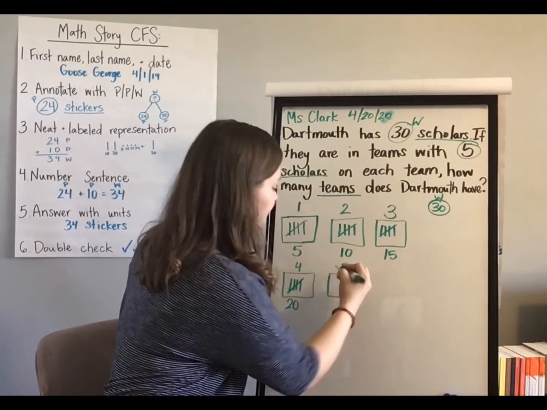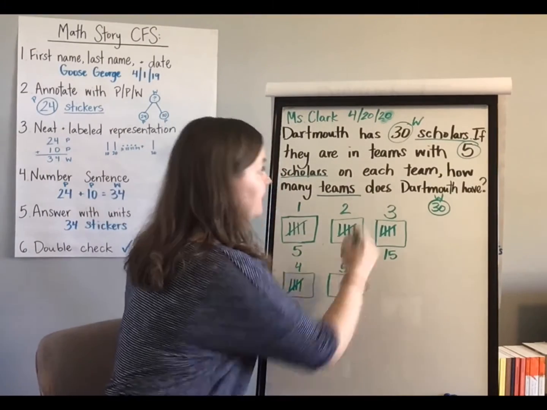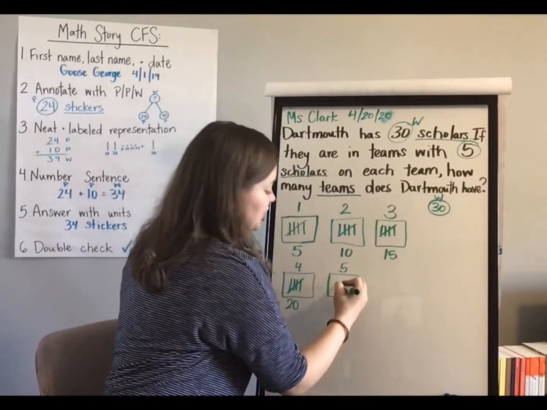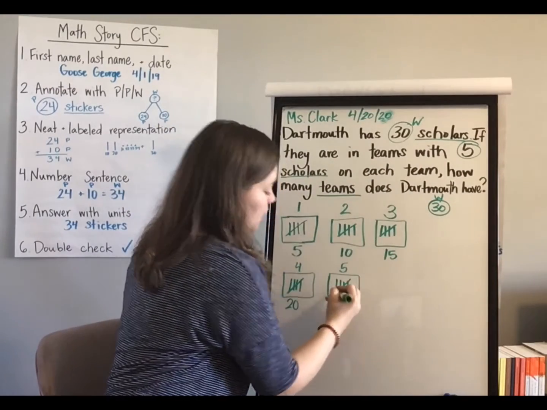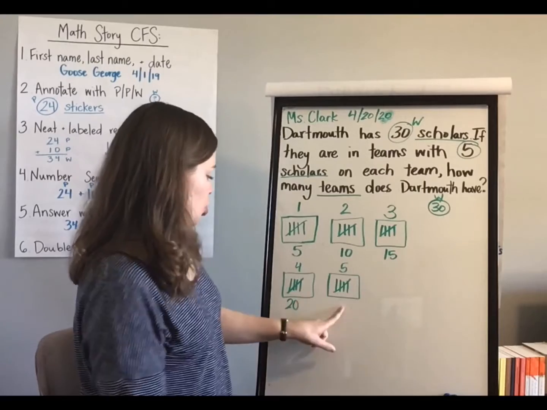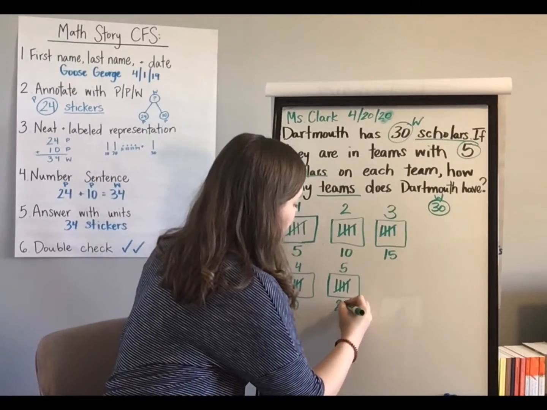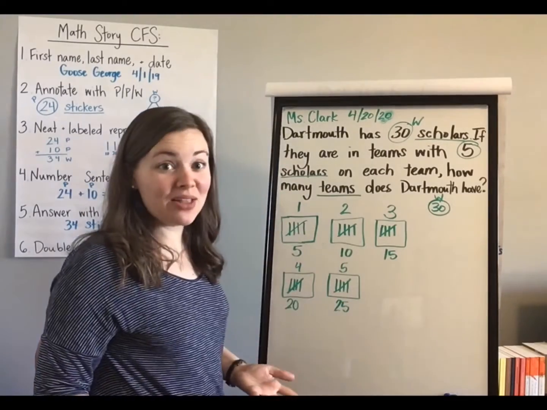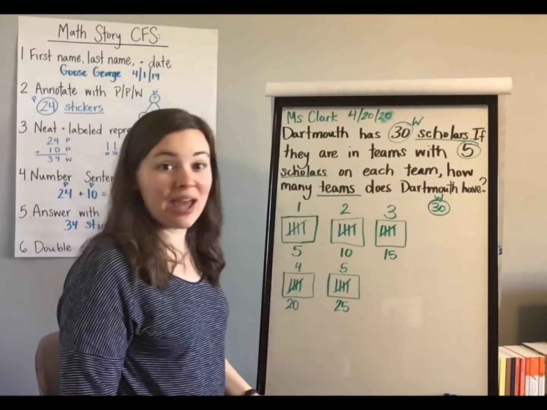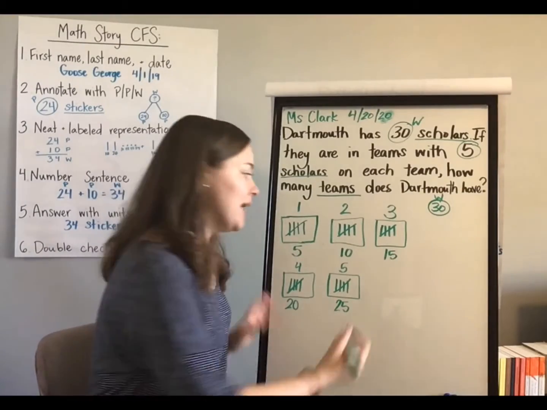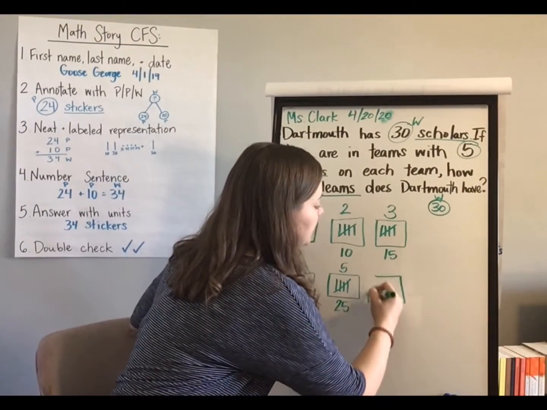This will be team number 5. And again, there are 5 scholars on each team. So let me add 5 more. Perfect. 20, 25. Now I've got 25 Dartmouth scholars, but I'm still not done. I don't have every Dartmouth scholar on a team yet. Let's add 1 more and see if this works.